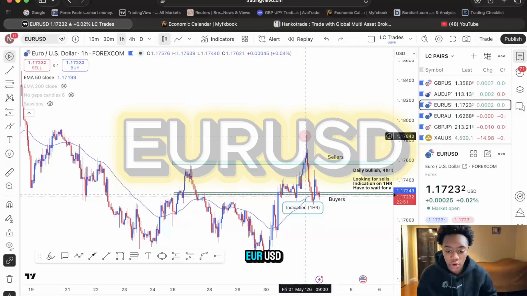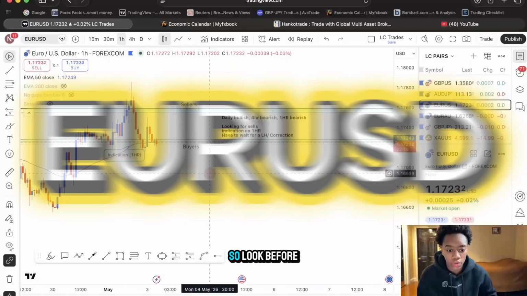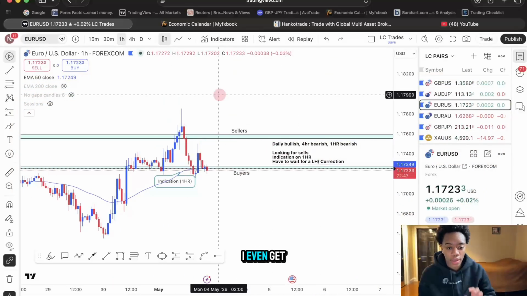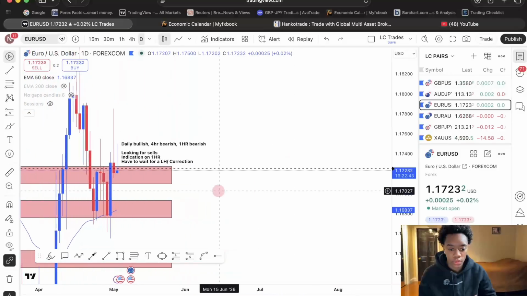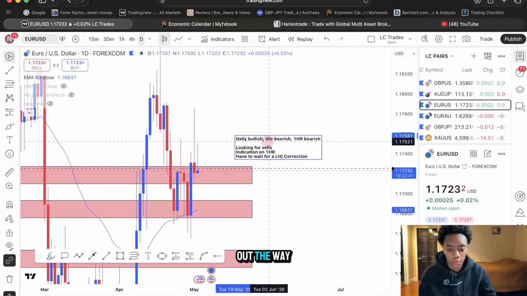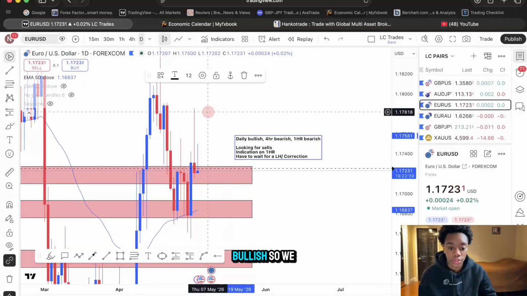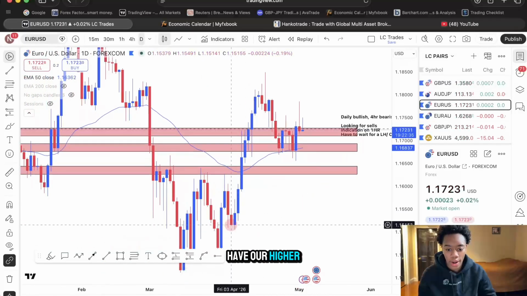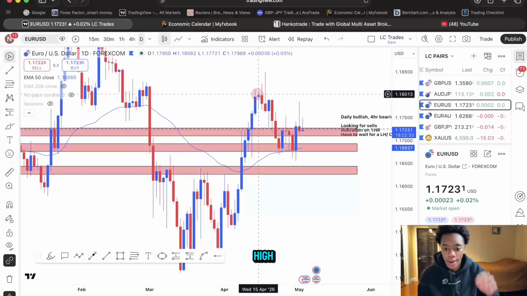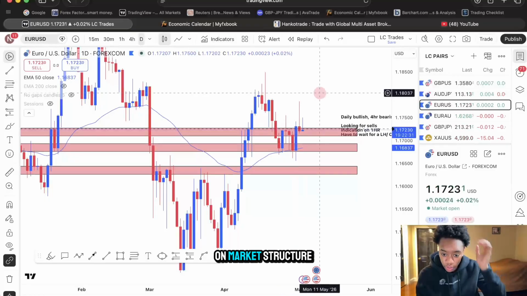Oh, EURUSD. So before I even get into it, all right, move this out the way. The daily is bullish. Right here, we have our higher low and we have our higher high. Everything in between is just plain old market structure. Cool.